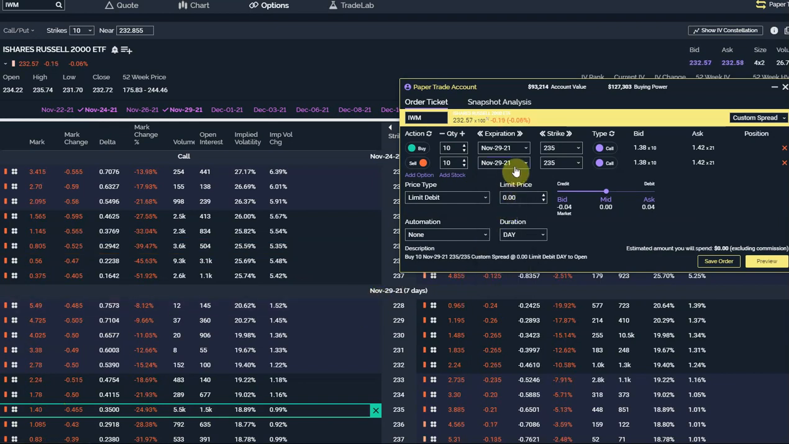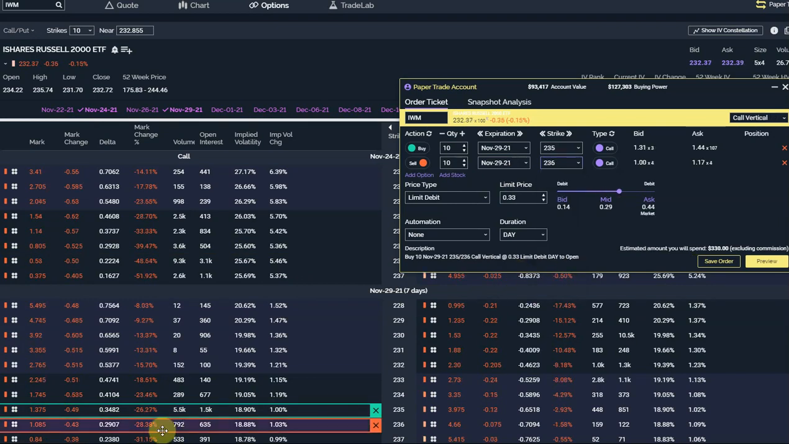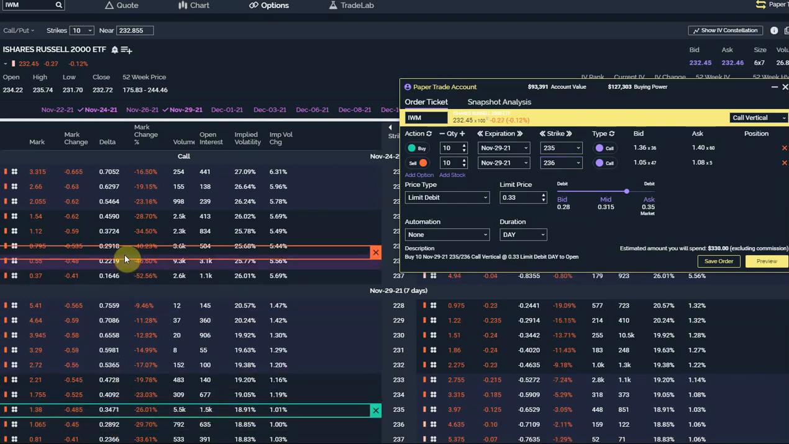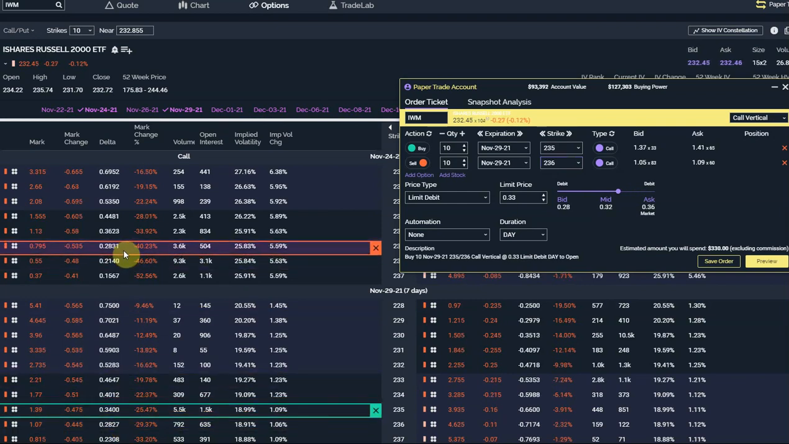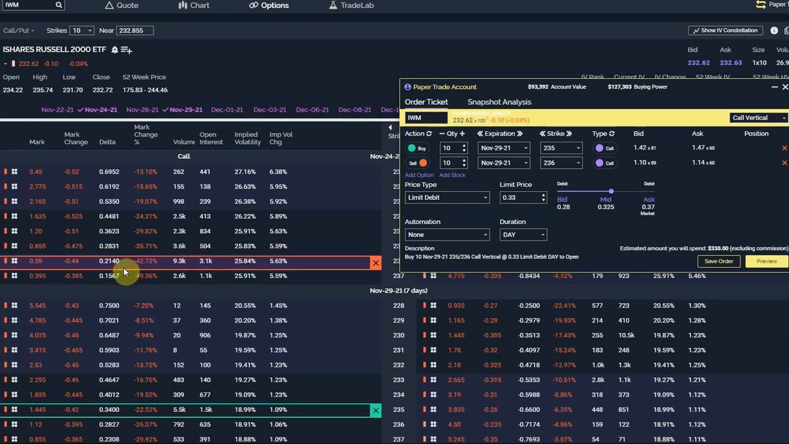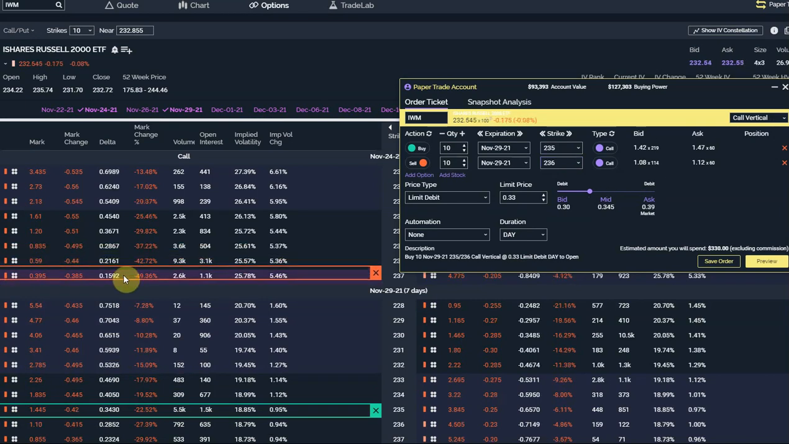Wait, where'd it go? Oh, same one. Like this. If I sold it, it would have looked like this. Now I would have turned into a vertical call spread. Instead, I chose to sell it as a diagonal, which means I took it from here into a shorter dated one and a little bit higher. In fact, I believe I sold the 237s.